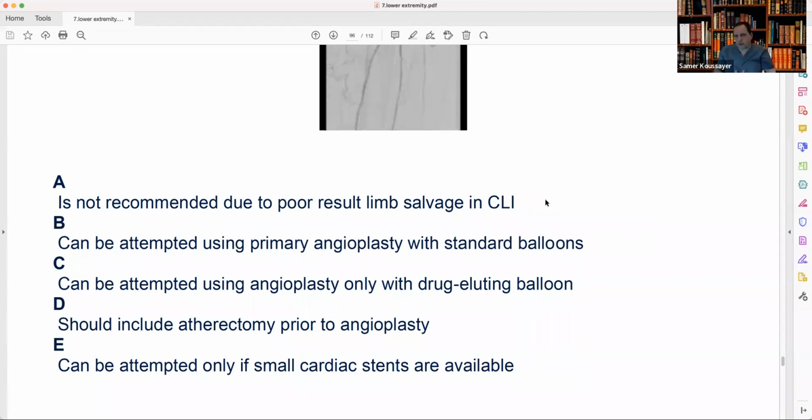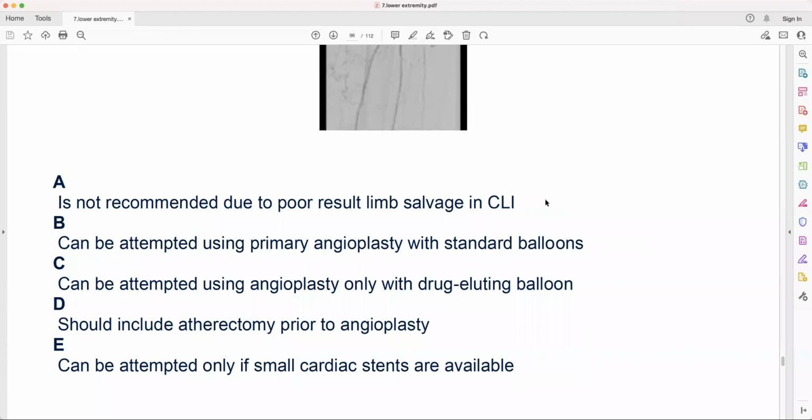I'm sure if you come after 6 months, a year, you see they occlude again. But at least you get enough blood flow to heal the ulcer or salvage the foot. So the patency of PTA for low extremity is not great, but the limb salvage is very good, you know. All right. Okay, let's go to the next one.